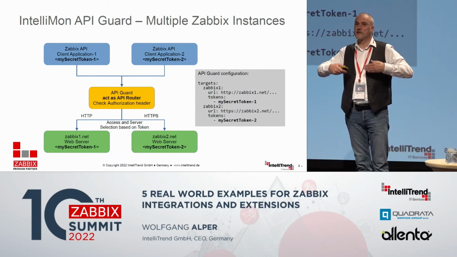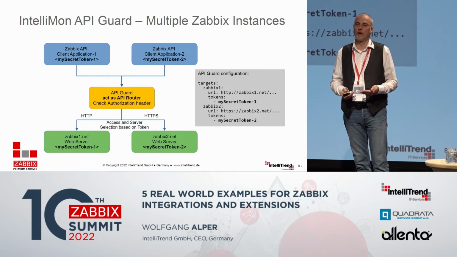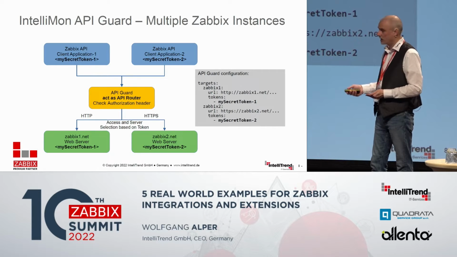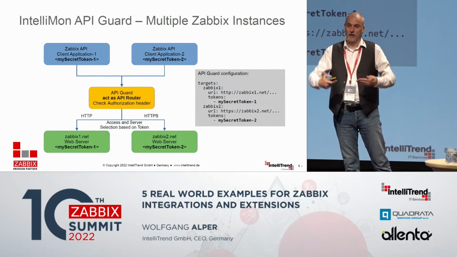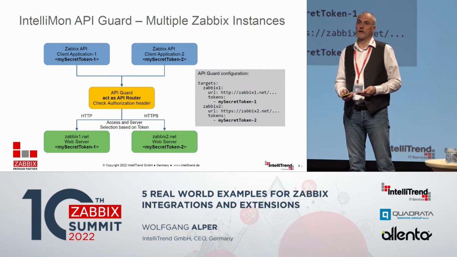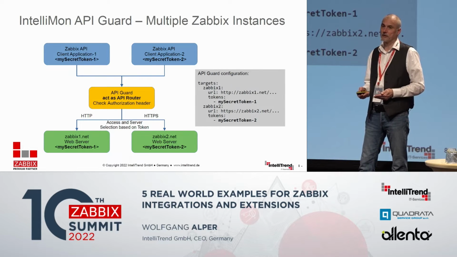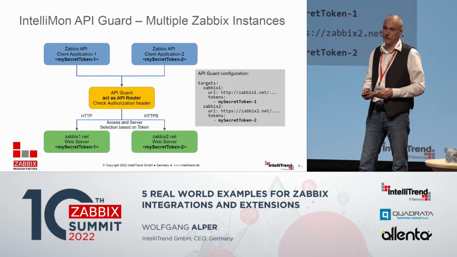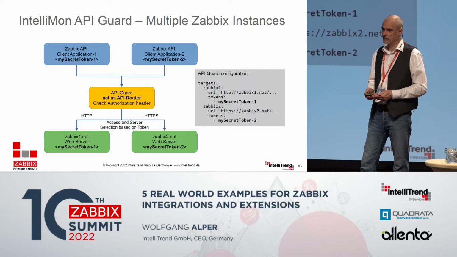And following this approach, you can even do more. So for example, let's say we have different Zabbix servers here, Zabbix server 1 and Zabbix server 2, all behind the same API Guard, maybe behind the same reverse proxy server. And then we can use the API Guard to actually redirect the request to the proper system. So in this case, it would work like an application router or whatever you would call that one.